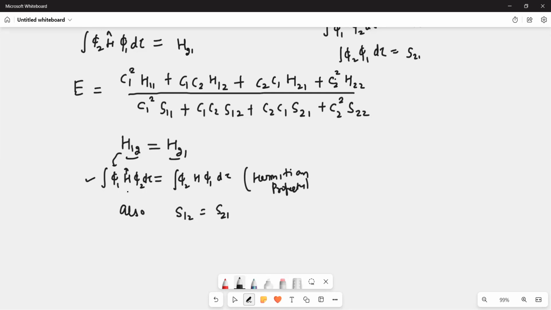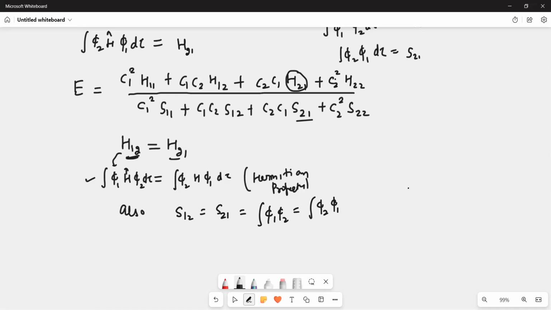Okay. So we will write H21 equals H12 and S21 equals S12, because S12 and S21 are simply the multiplication of wave functions. You will get the same result if you multiply two wave functions and change the order.